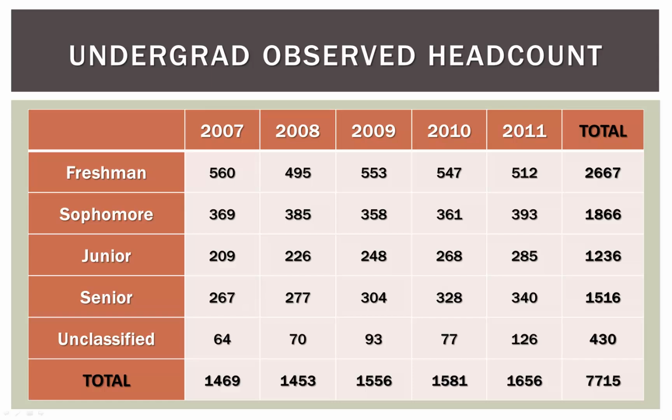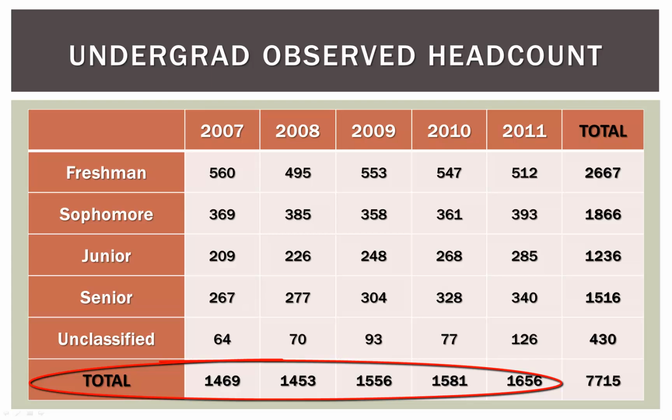Okay, so here is our full contingency table for our observed head count. Now all I did here was add total rows and total columns. So you can see for freshmen we have a total of 2,667 over these 5 years. For sophomore we have 1,866 and so forth. And then for each year we have the total undergrad enrollments. For 2007 we had 1,469, and then by 2011 we had 1,656.